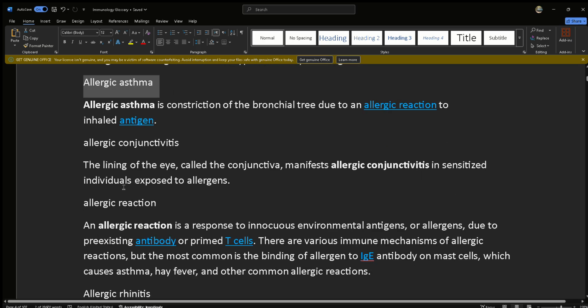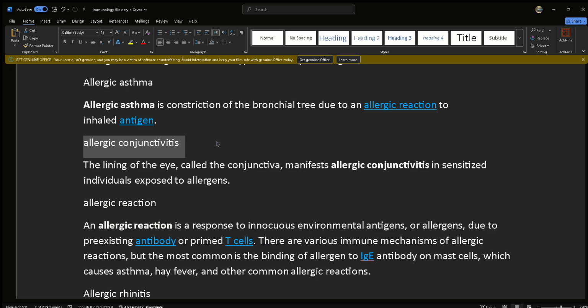Then we come to this allergic conjunctivitis. The lining of the eye, called the conjunctiva, manifests allergic conjunctivitis in sensitized individuals exposed to allergens, and their eyes will become red and watery due to this allergy.